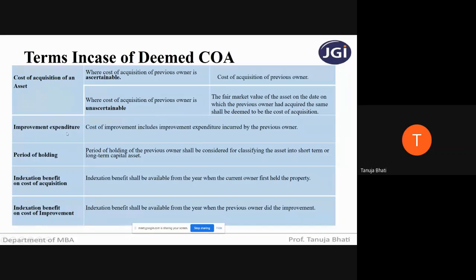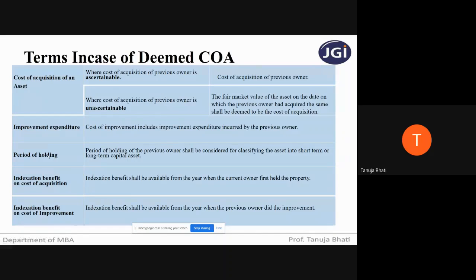Okay, next. What is the cost of improvement you're going to take in such situations? Suppose you have got a capital asset under a will, and you have made certain improvements on that. Improvements increase the value of the asset, improve the quality of that asset, where that expenditure is of capital nature. So you also have incurred some expenditures, whereas the previous owner also had made some improvements. So cost of improvement shall include improvement expenditure incurred by the previous owner. If the previous owner has done any improvement on the asset, that is to be considered under cost of improvement.